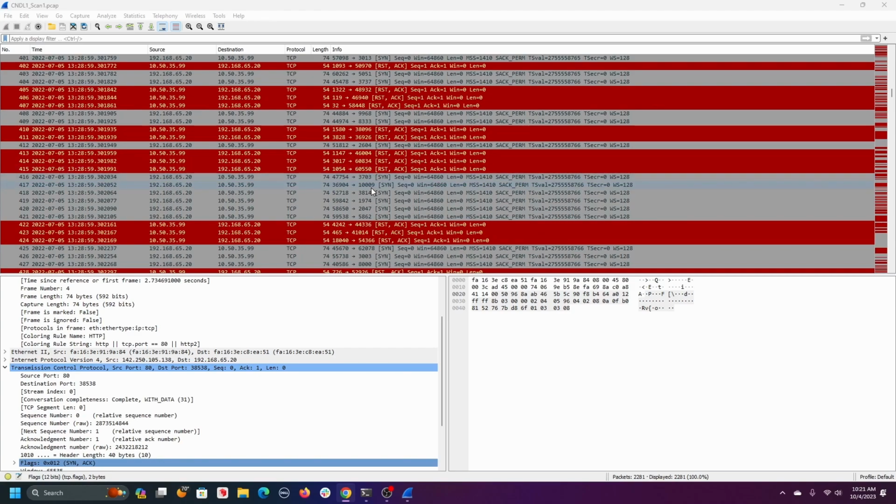So if we look at the question, we can rule a couple out, right? Xmas needs to be a FIN, PUSH, URG, a FIN scan. It would be a FIN packet. Idle, not 100% sure what that is. And UDP would be a UDP packet. So we're between stealth or SYN scan and TCP connect scan.